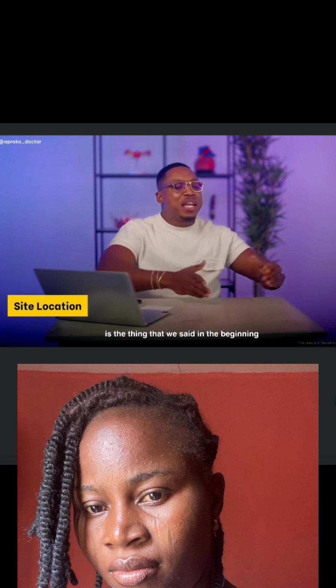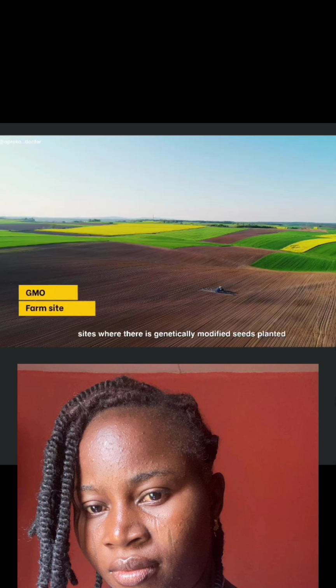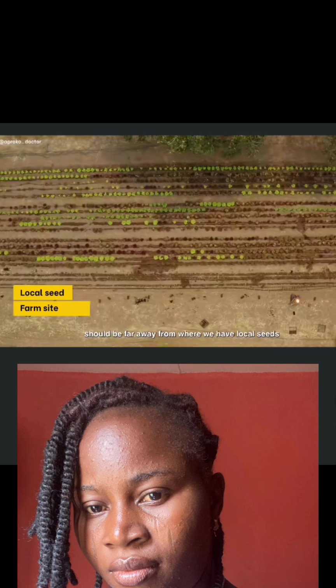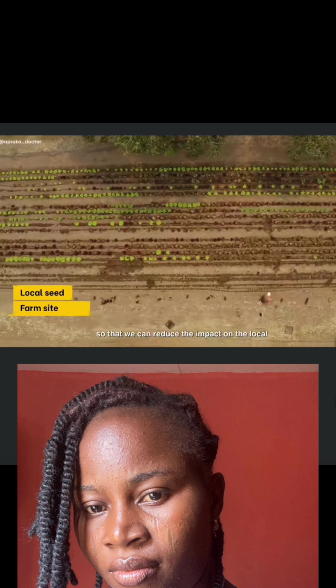Another thing we should be crying out for is the thing that we said in the beginning. Sites where genetically modified seeds are planted should be far away from where we have local seeds planted, so that we can reduce the impact on the local genetic biodiversity.